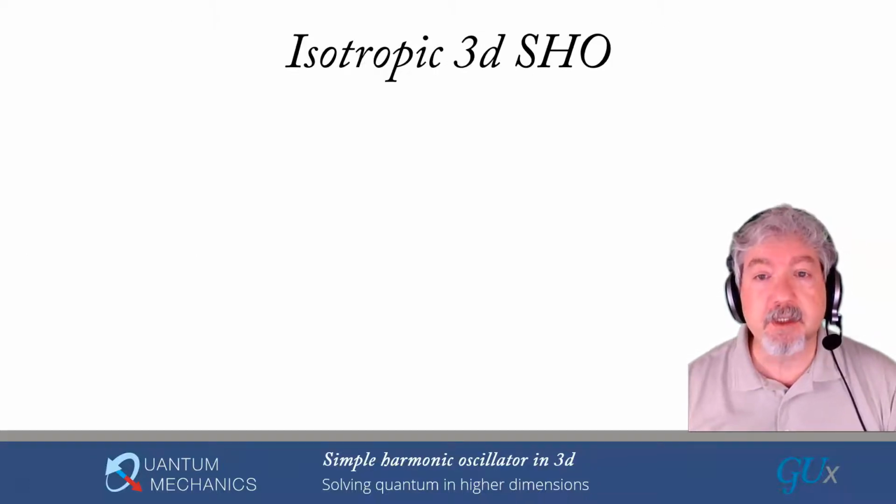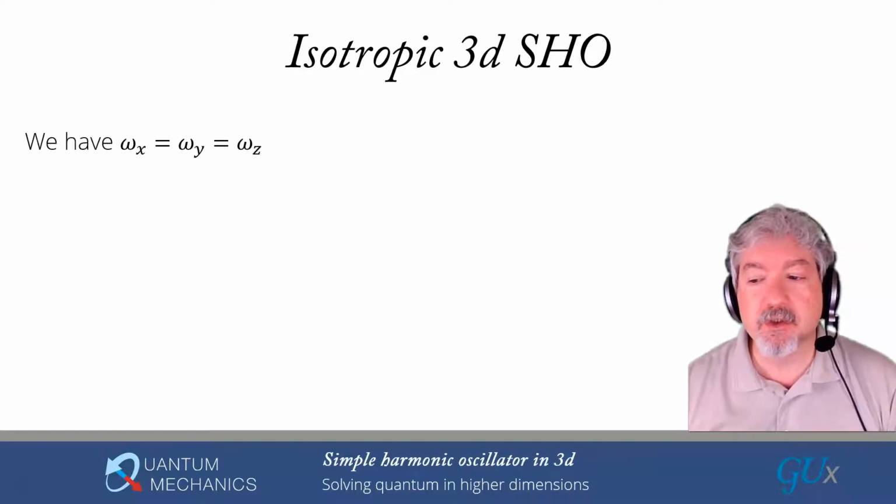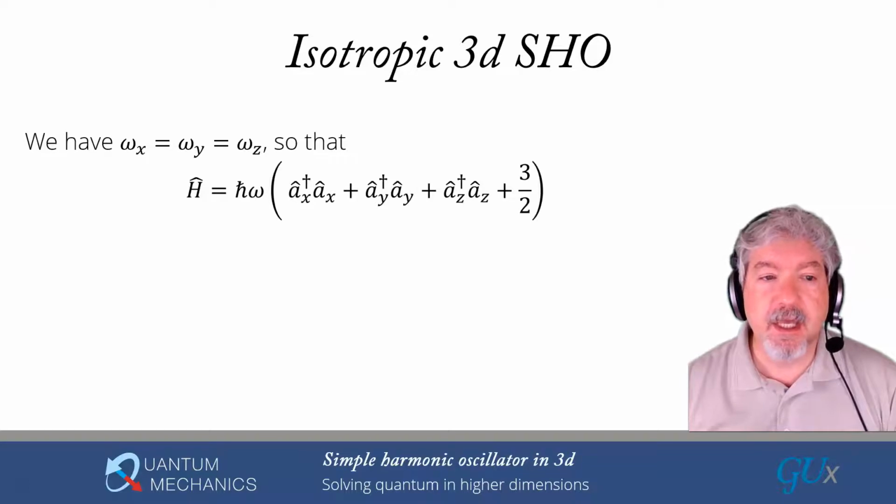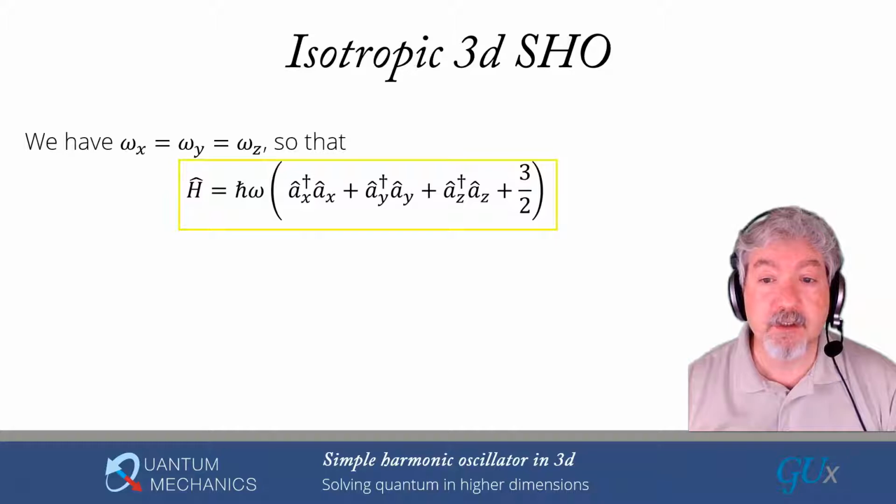All right, there's a very special case that we like to look at, and that's the isotropic three-dimensional simple harmonic oscillator. This is the case where we choose each of the frequencies to be the same. And now the Hamiltonian is h bar omega times the sum of these number operators plus 3/2.